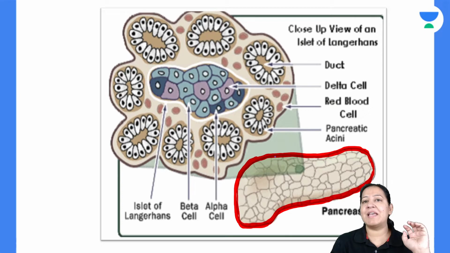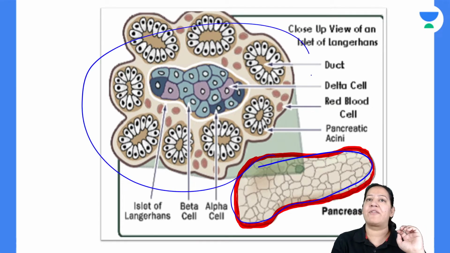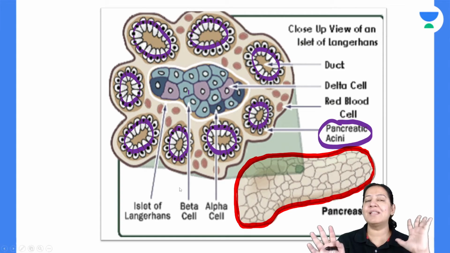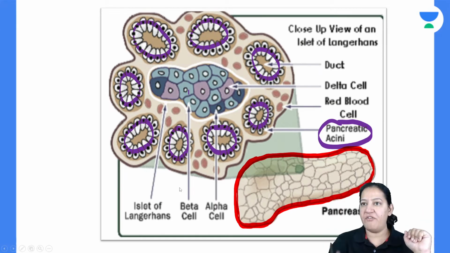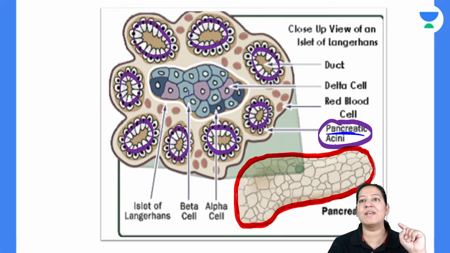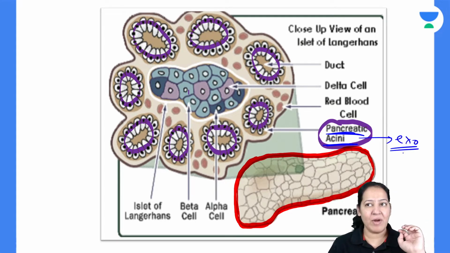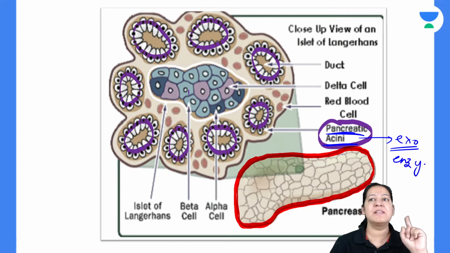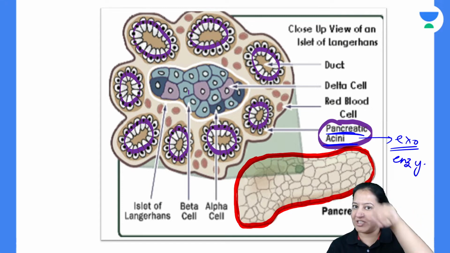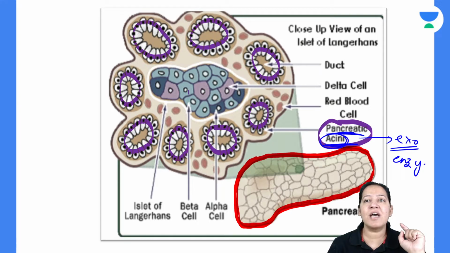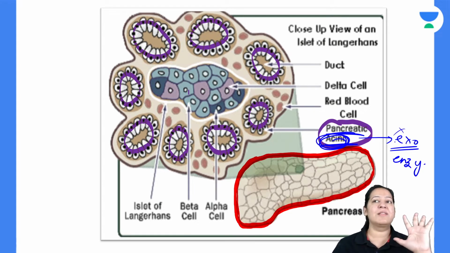You can see this is the same pancreas which I have shown you in the last diagram, and this is the histology of the pancreas, right? In this histology, this is the exocrine part in the form of various ducts. Exocrine parts secrete enzymes. You can see the circular ducts, and these ducts are known as acini. I'm not interested in this part today, right?